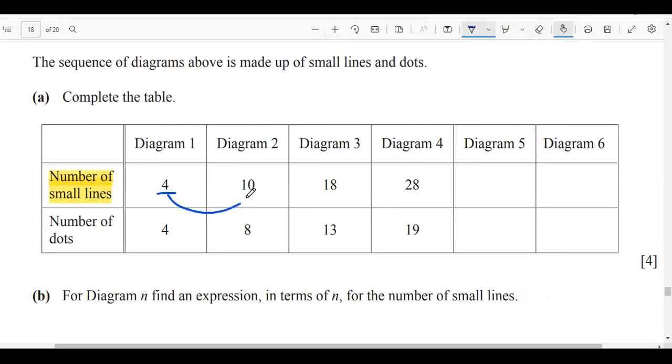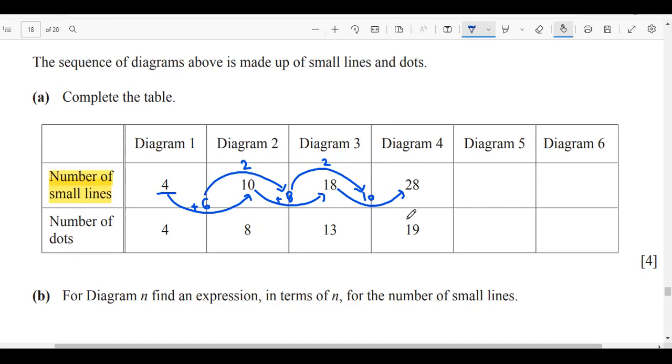For going from 4 to 10, I need to add 6. From 10 to 18, I need to add 8. From 18 to 28, I need to add 10. So we studied different types of sequences. Is it an arithmetic sequence? Is the difference fixed? No, the difference is not fixed. Is the difference of difference fixed? Going from 6 to 8, I need to add 2. For going from 8 to 10, I need to add 2, right? So what type of sequence was this? This was a quadratic sequence, right? You guys remember this quadratic sequence?